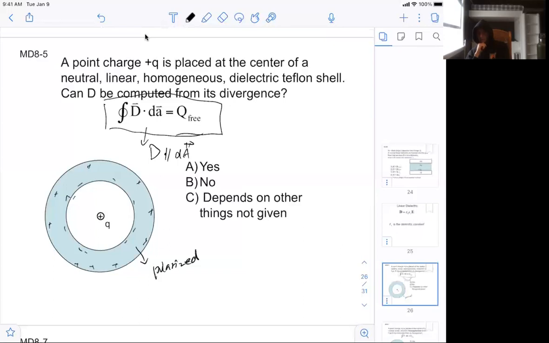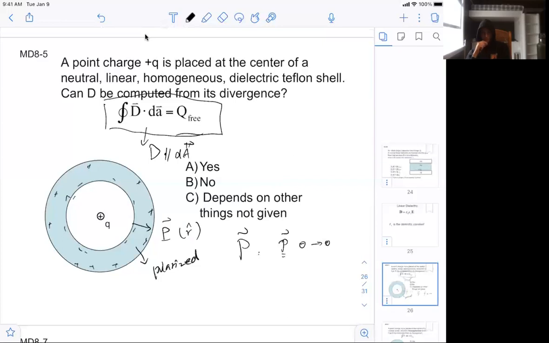I'm sorry, can you say that again? Well, I was thinking that because I know that D is in the same direction as P, and I was guessing that P is radially inward since it goes from plus to minus. Oh, P is in the same direction as your dipole moment, and the dipole moment is from minus to positive. So P is going to be radially outward. Oh, okay. I switched it in my head. I was thinking of the E field vector.